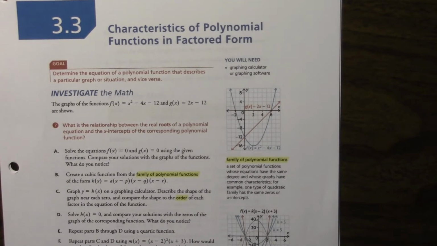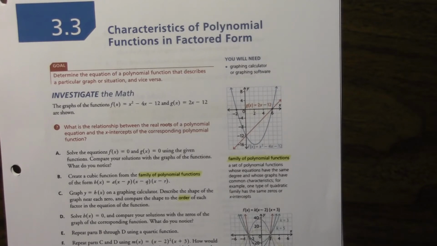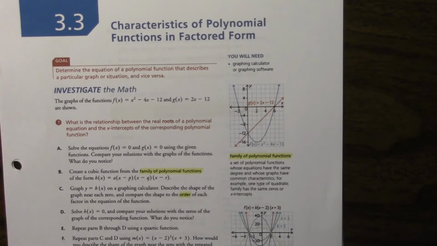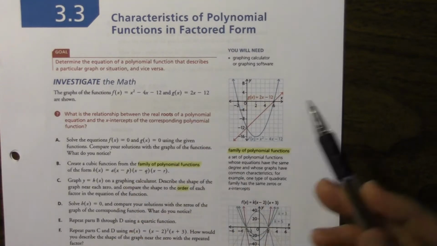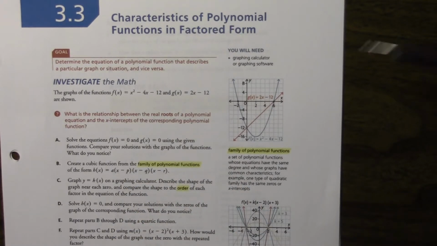Characteristics of polynomial functions in factored form. Our goal is to determine the equation of a polynomial function that describes a particular graph or situation, or vice versa. So basically we're going from an equation to a graph, and vice versa. And the graphs and the equations now are cubic or quartic.